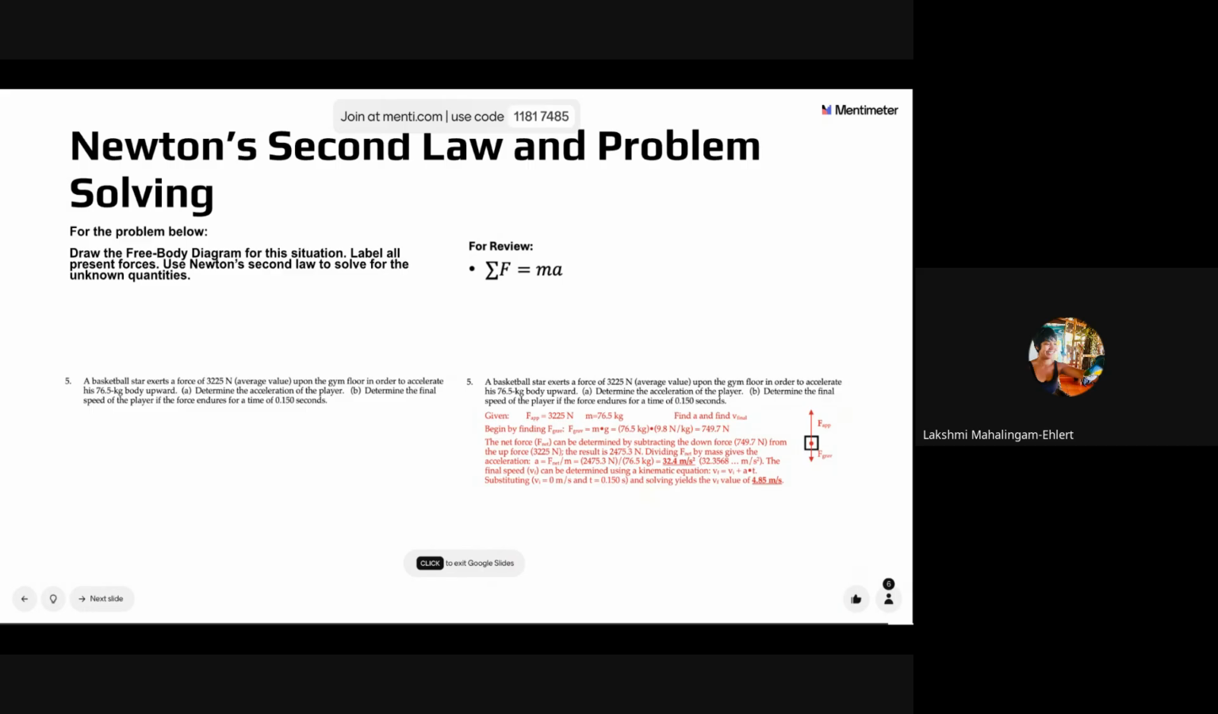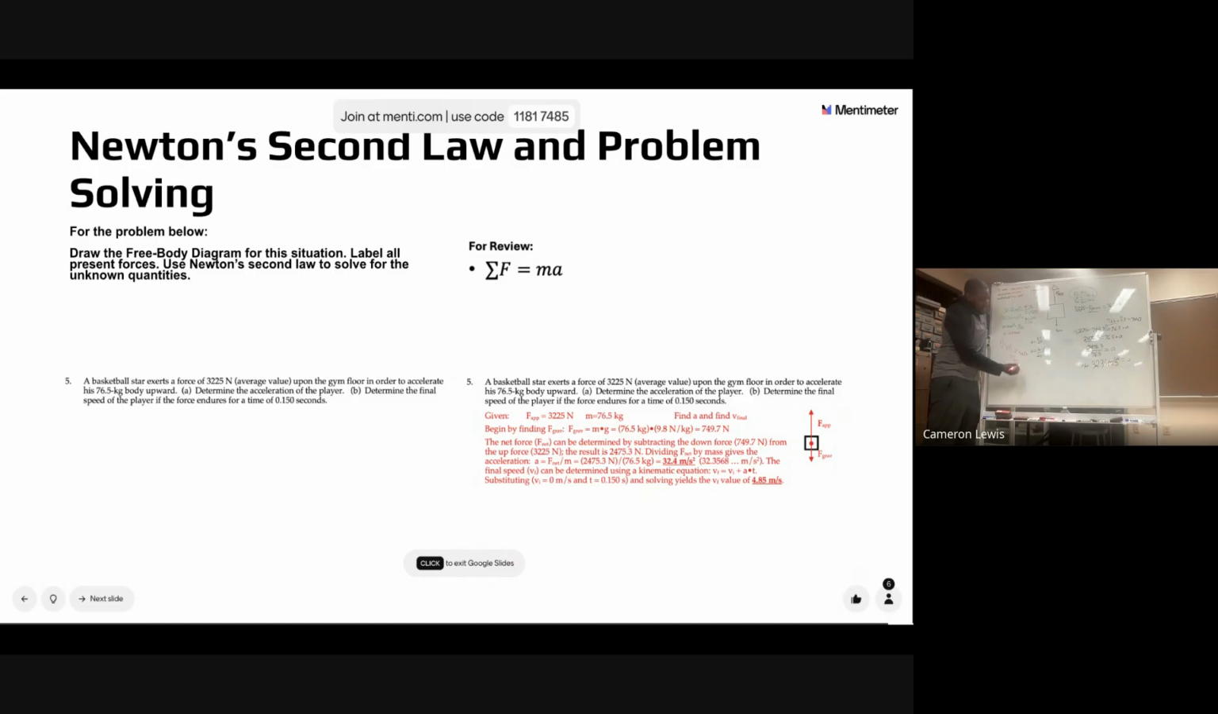Okay. Well, I'm just saying with this one, you know the initial velocity is 0 here, and you found acceleration, 32.36 meters per second squared. And you know the time, 0.150 seconds, right?